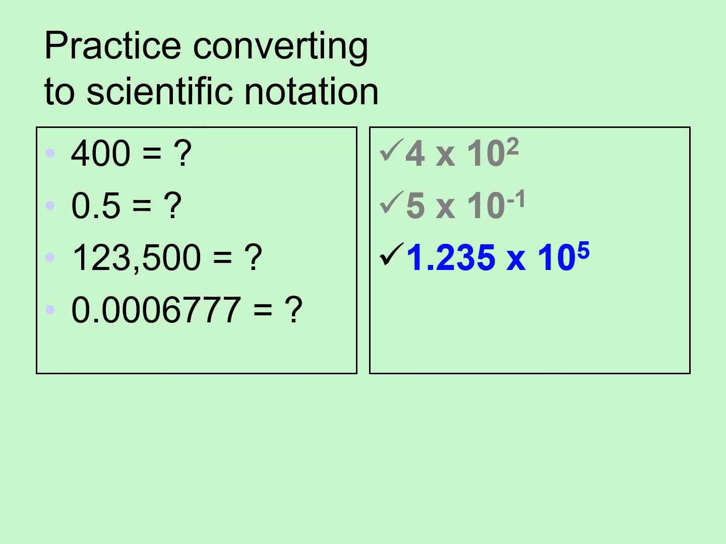And the last one is a small number. I'll move the decimal 4 times to the right to make it 6.777 as my coefficient. Since the original number is small, my exponent will be negative. So I had to move the decimal 4 times. I write negative 4. 6.777 times 10 to the minus 4 is the exact same number as 0.0006777.